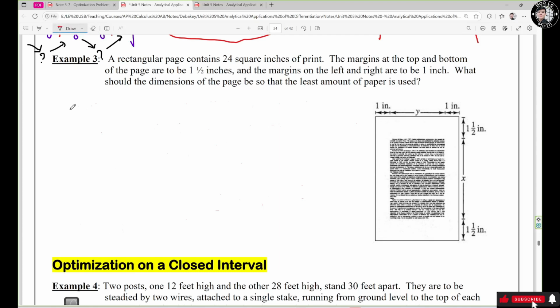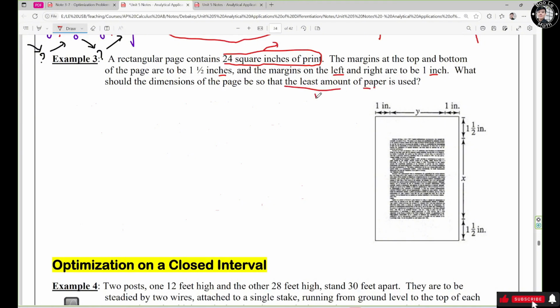Now let's move on to example number 3. A rectangular page contains 24 square inches of print. Alright, so this one is the secondary equation, right? Because it's given. The margins at the top and the bottom of the page are to be 1.5 inches, and the margins on the left and the right are to be 1 inch. What should the dimensions of the page be so that the least amount of paper is used?